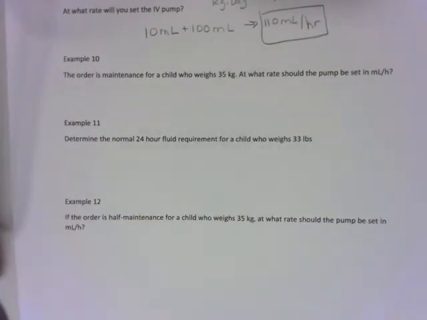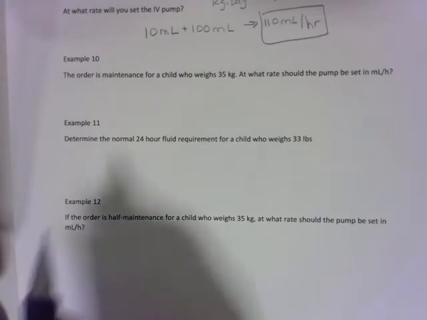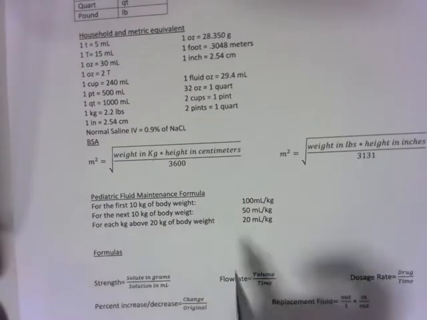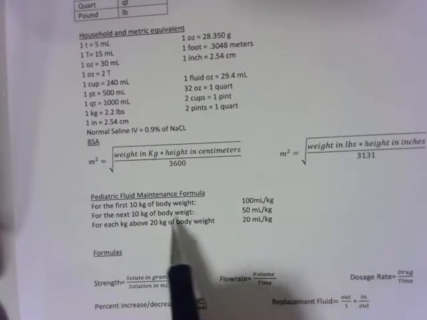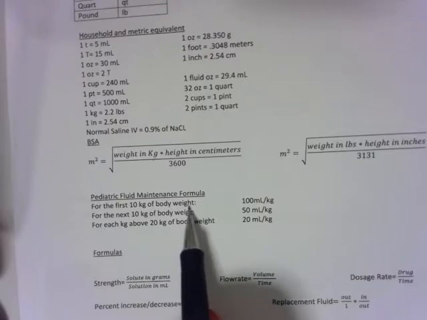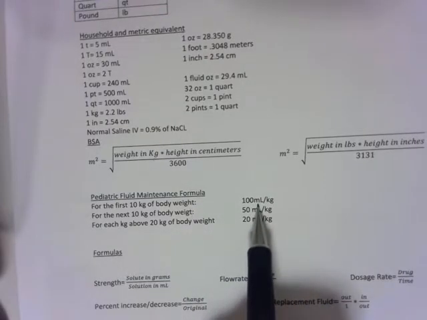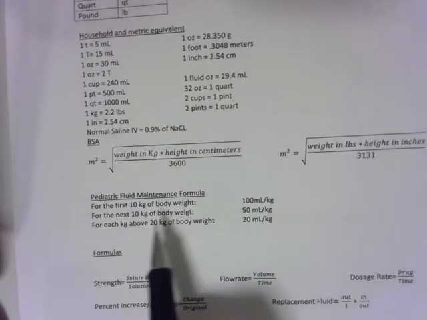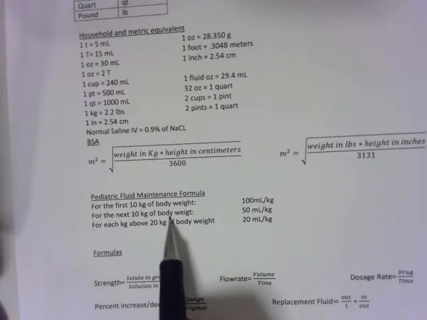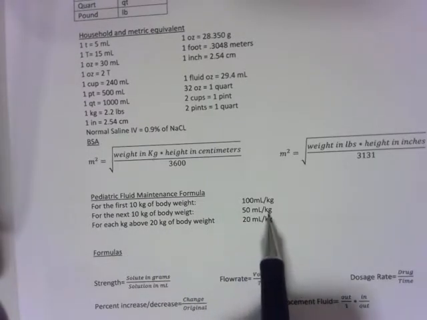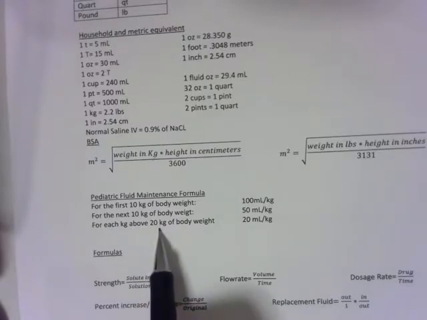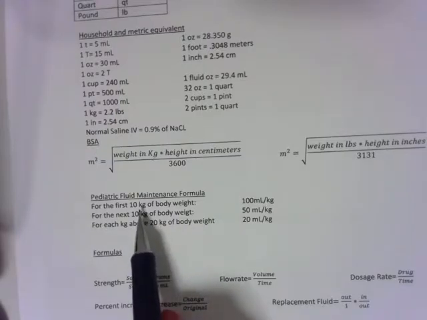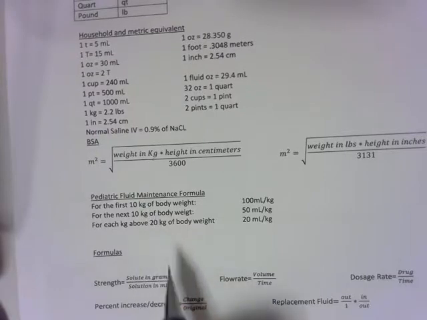In example 10, now we're doing a fluid maintenance for a child. So our fluid maintenance goes by this schedule right here. For the first 10 kilograms of their body weight, we give them 100 milliliters for every kilogram. For the next 10 kilograms of body weight, we give them 50 milligrams per kilogram. And then for anything above, we're going to give them 20. So we're breaking their body weight down into 10, 10, and then anything above.